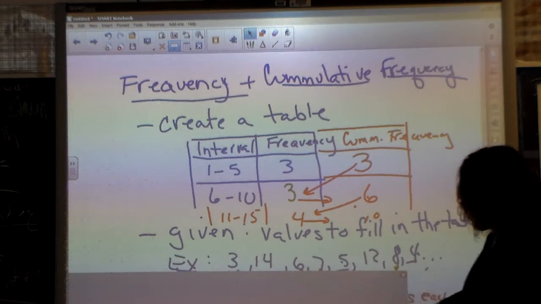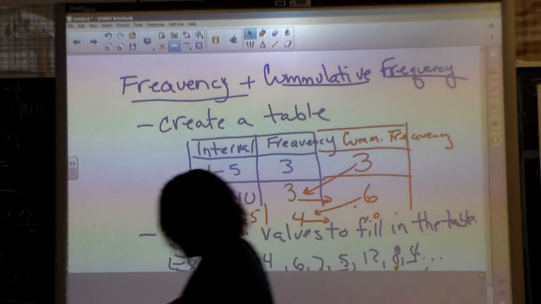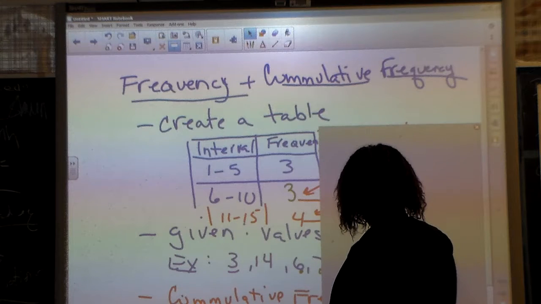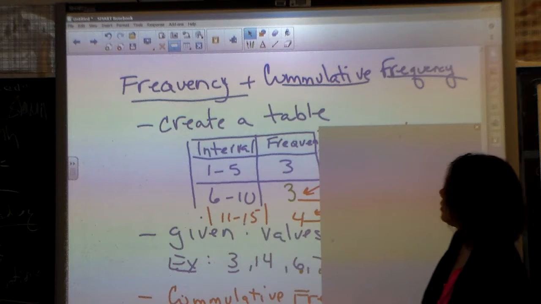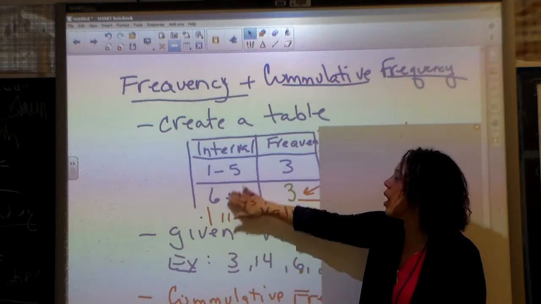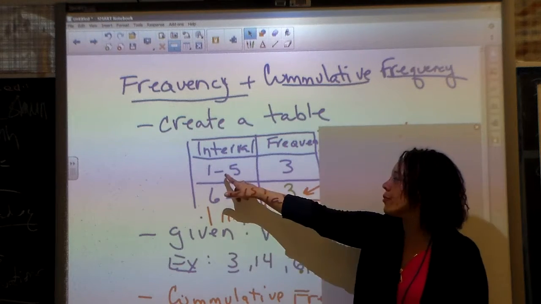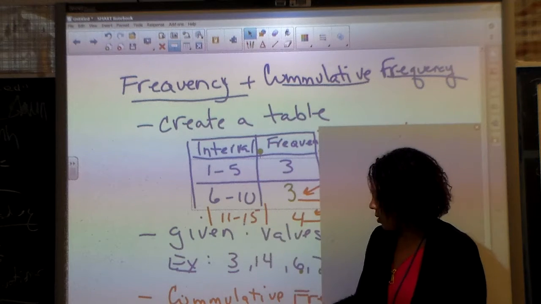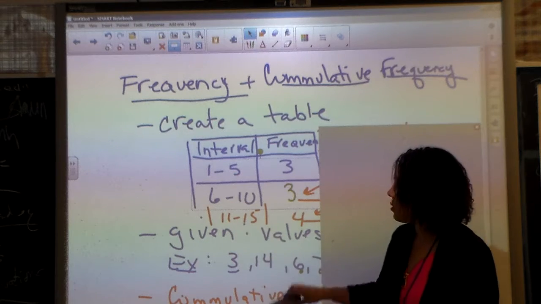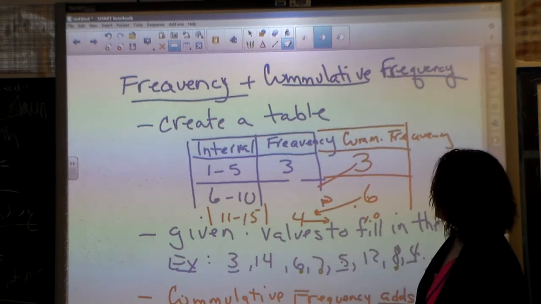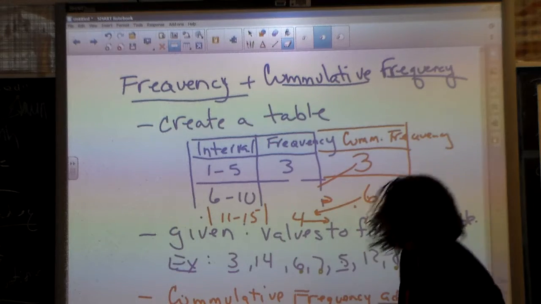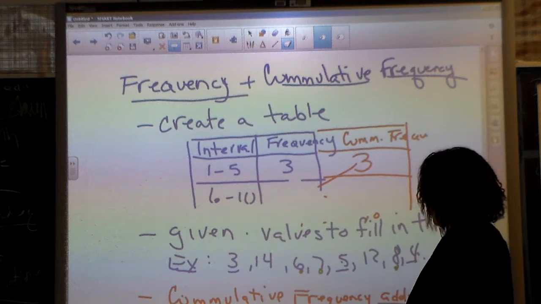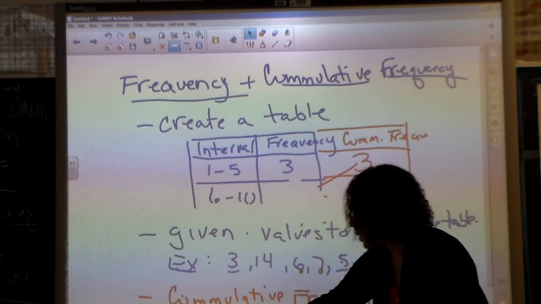I don't know if I'm able to move this thing around or what. Yeah. Let me cover this up for you here. Oh, I guess that's not that great, but so make this blue interval column and frequency column. So the first one should say 1 through 5 and have a 3 in it. And then the second one should say 6 through 10. I'm going to erase this. I'll actually get rid of this and I'll write it in a second. There we go. That's fine. Cumulative frequency.